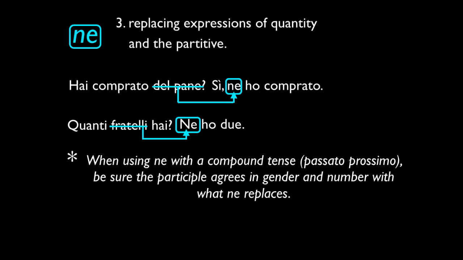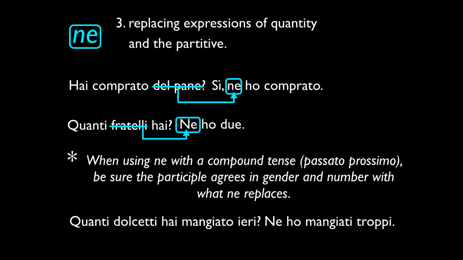And a note before we get to the expressions. When using ne with a compound tense, say the passato prossimo, be sure that the participle agrees in gender and number with what ne replaces. So this is a little particular to ne as opposed to ci. Quanti dolcetti hai mangiato ieri? So, how many pieces of candy did you eat yesterday? Maybe a mother asking her child this question.